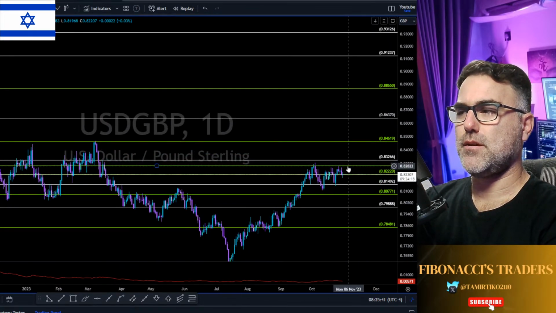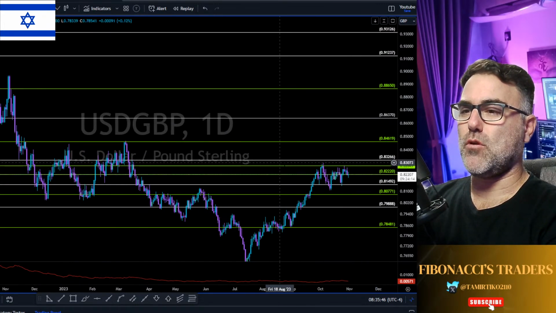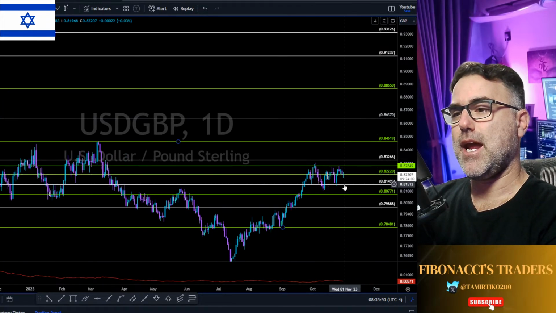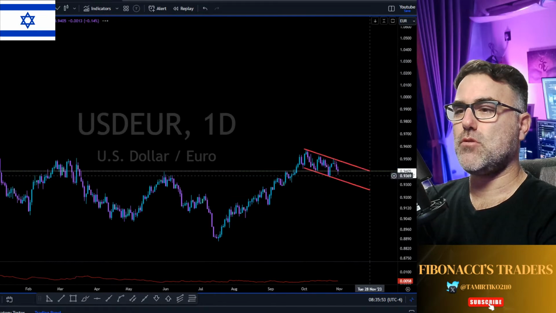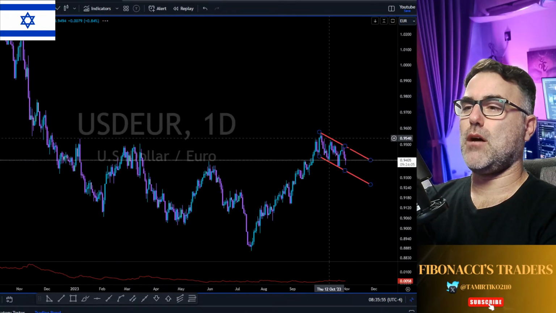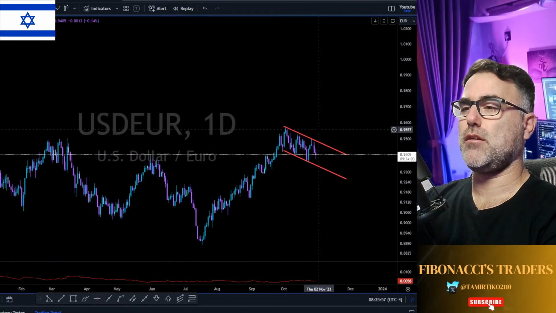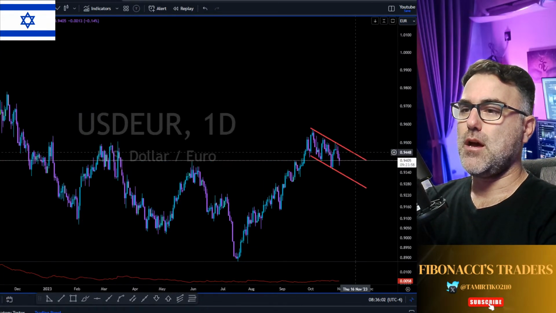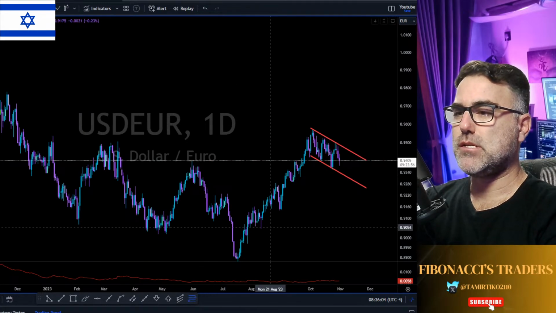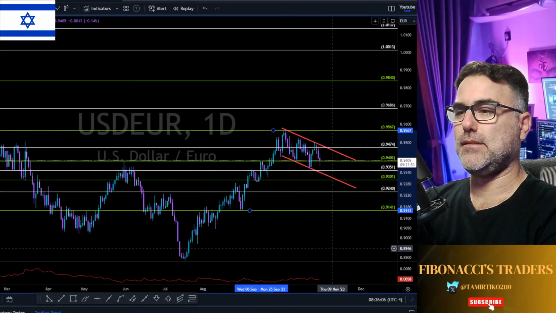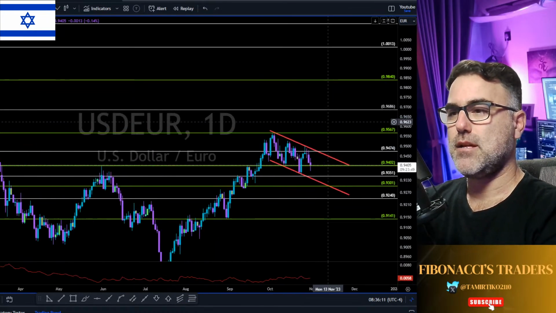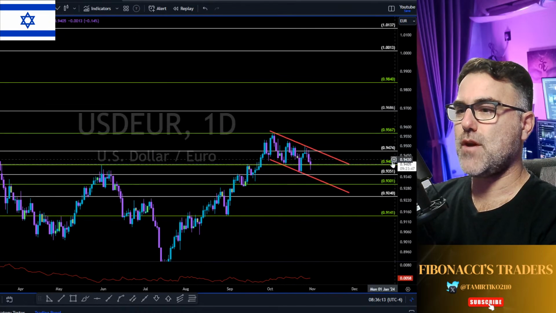USD GBP, long continuation above 0.82 or 0.83 to the upside, short below 0.81. USD Euro, short-term downtrend channel. If you want to go long on USD Euro, you need a break of at least 2 days above this channel. Some will see a bullish flag, but until it's broken to the upside, do not be biased. There's nothing bullish in a downtrend.